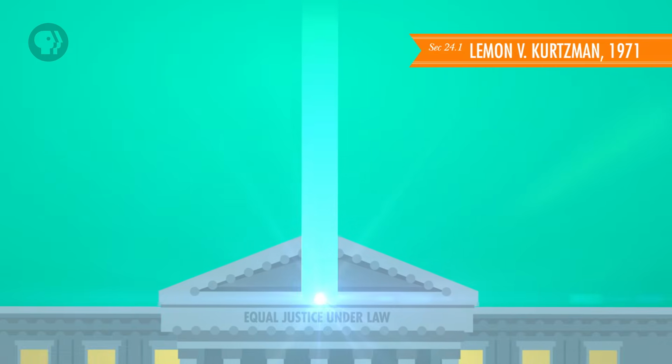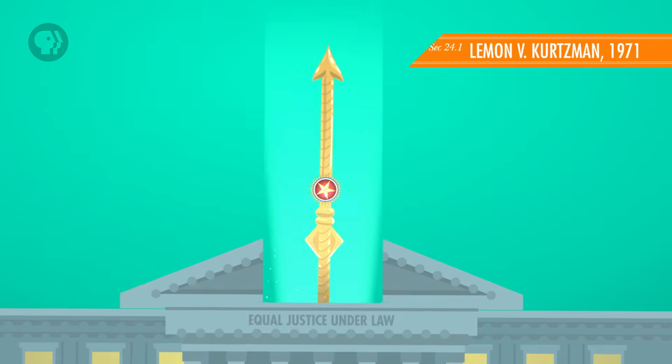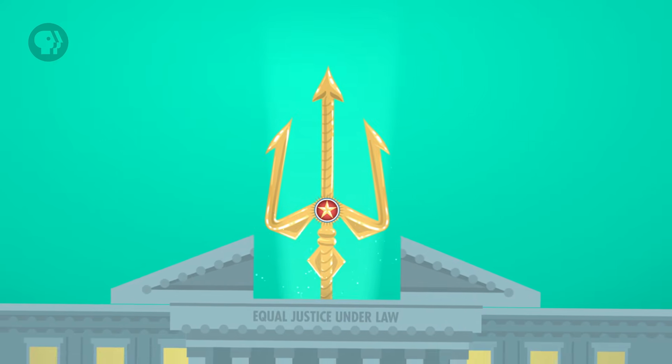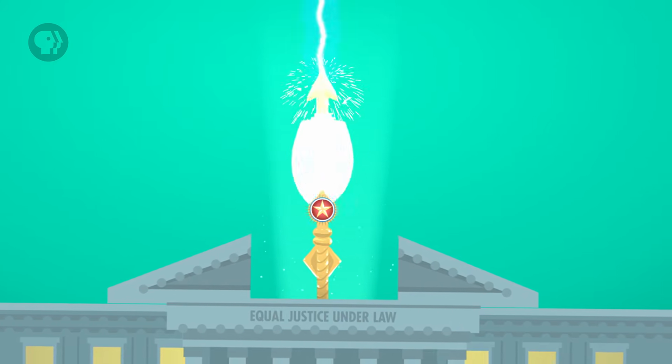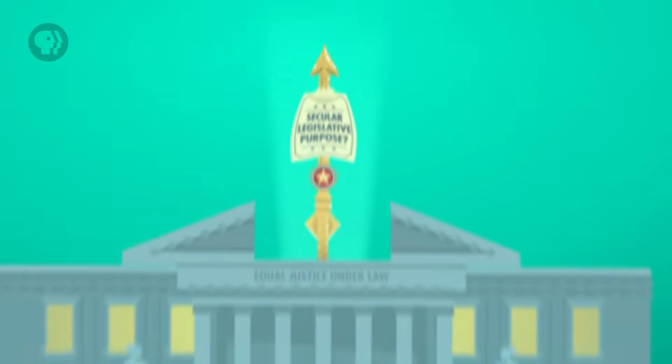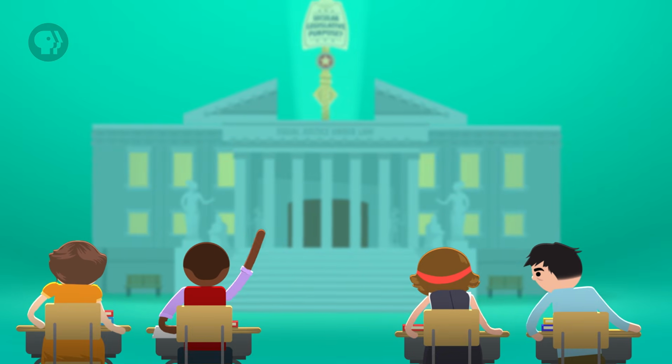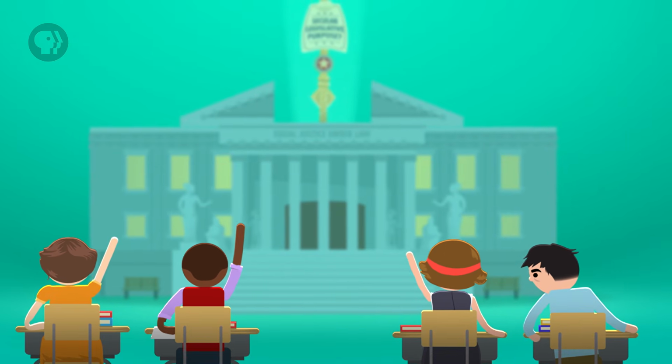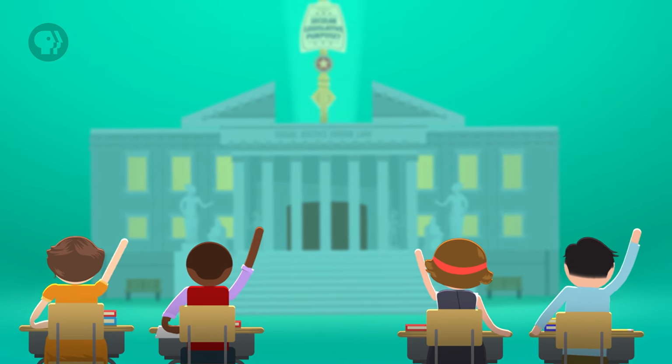The Supreme Court in Lemon versus Kurtzman devised a three-prong test to see if the state law violates the First Amendment religious freedom clauses. Under the first prong, the court looks to see whether the law in question has a secular legislative purpose. In this case, the purpose of the law is educating children, which you'll remember is one of the powers reserved to the states, and for the most part is a secular purpose.